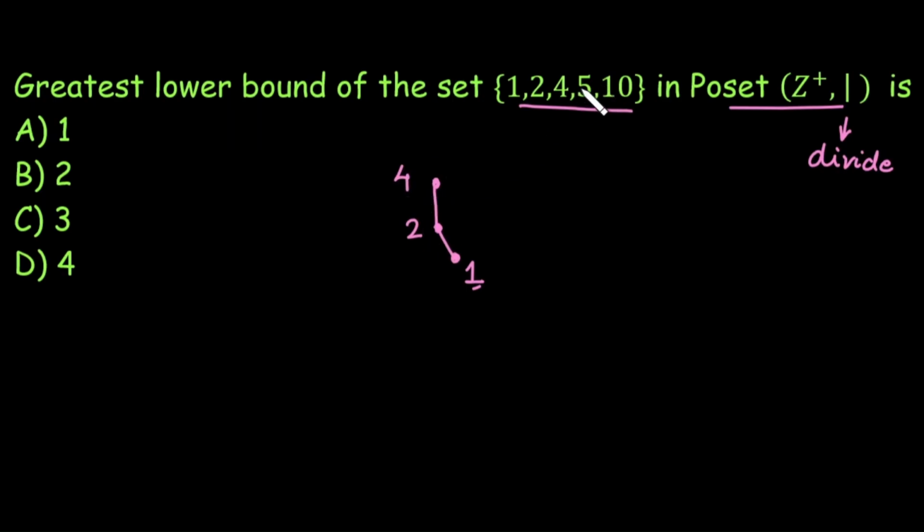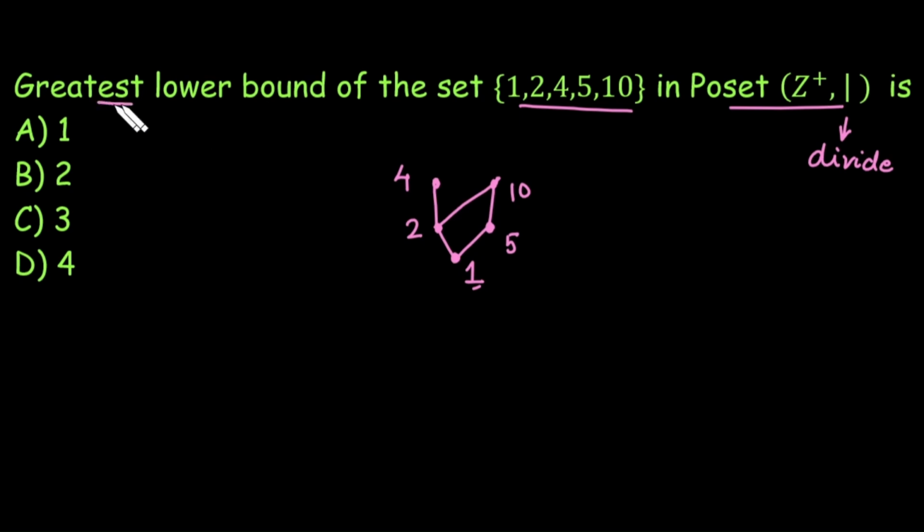5: does 4 divide 5? No. Does 2 divide 5? No. Does 1 divide 5? Yes, so its level will be above 1. Next 10: does 5 divide 10? Yes. Does 4 divide 10? No. Does 2 divide 10? Yes. So this is the final Hasse diagram we are getting in this case.